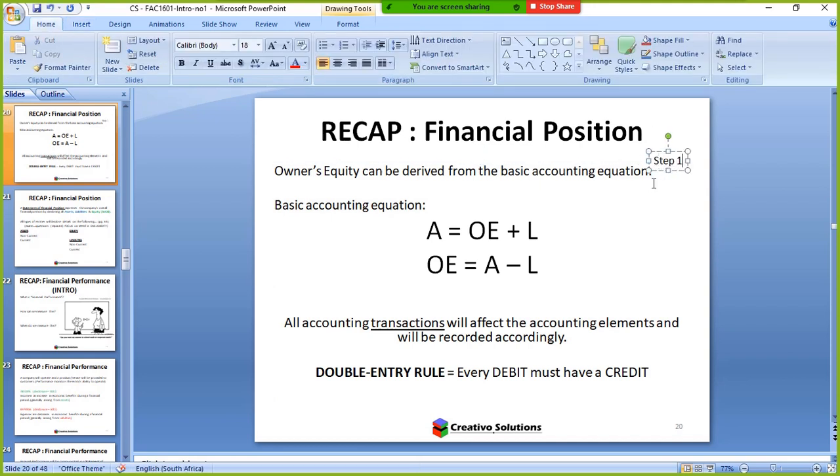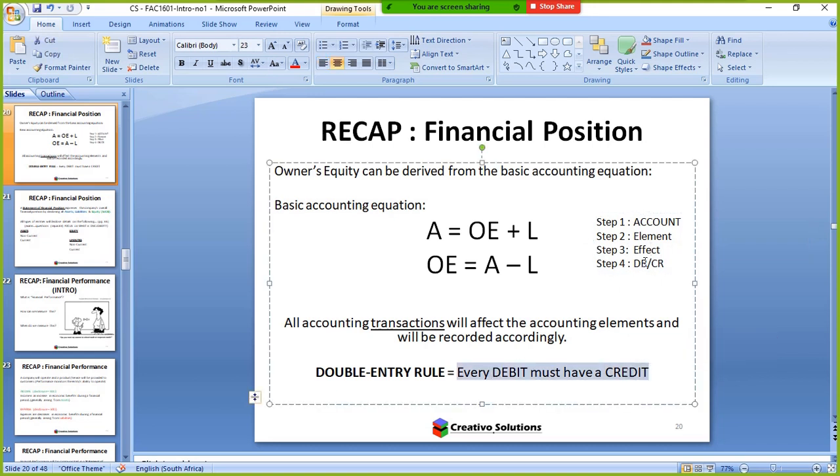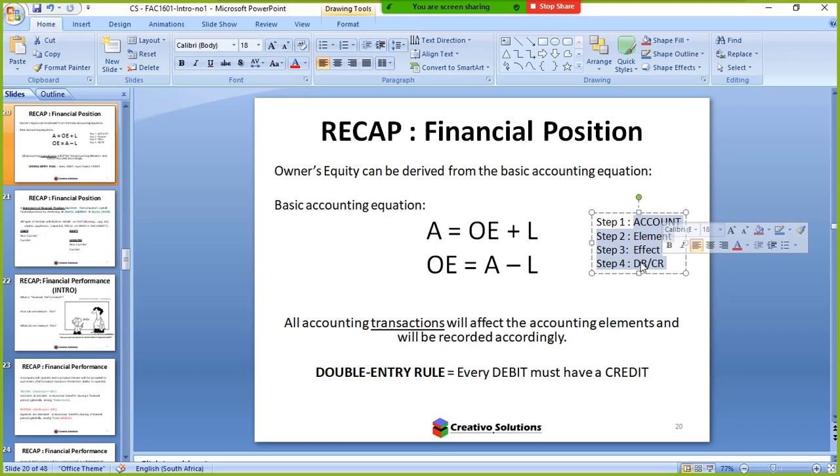Let me write down the steps here. Step 1, accounts. Step 2, elements. Step 3, effects. And step 4, debit or credit. That's all. So when you look at the analysis, you're going to follow these 4 steps. These 4 steps get you the debit and the credit. So I'm not asking you to study different transactions. I'm asking you to apply the steps.